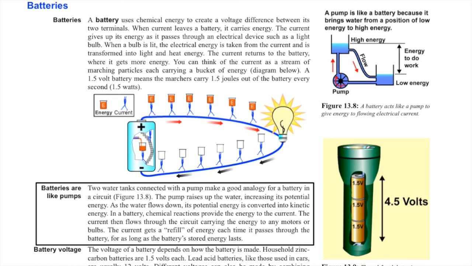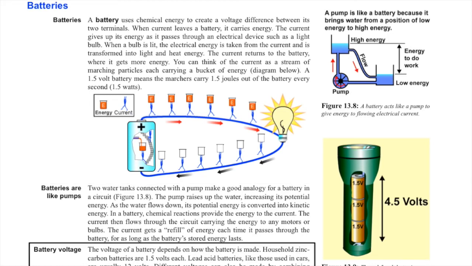The pump raises up the water, increasing its potential energy. As the water flows down, its potential energy is converted into kinetic energy. In a battery, chemical reactions provide the energy to the current. The current then flows through the circuit, carrying the energy to any motors or bulbs. The current gets a refill of energy each time it passes through the battery for as long as the battery's stored energy lasts.